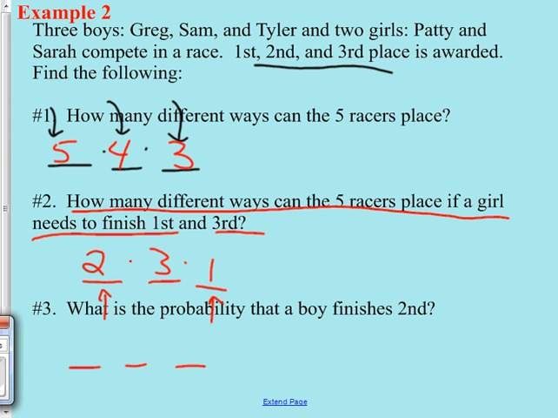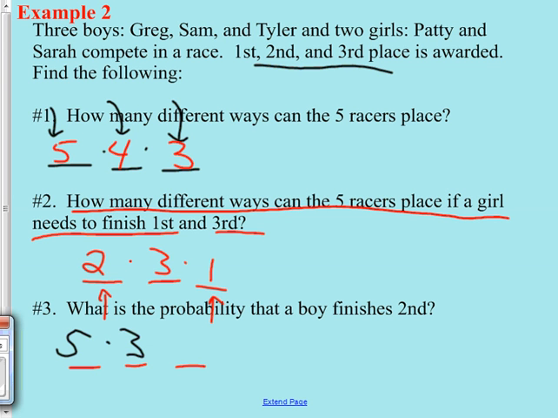Okay, so here's what you should have thought for this one. Boy finished second. The spot that's important is the second spot. How many choices are there? There's 3 boys, so I'll put a 3. Now how about the first place spot? Well, everybody could finish there, right? So I put 5. True or false?